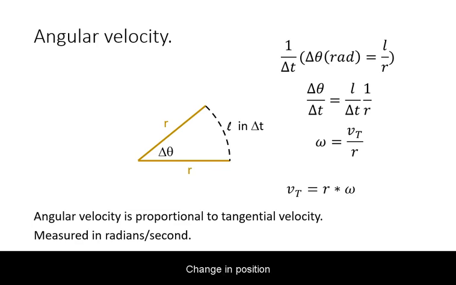Change in position happens over time. The change in angular position over time is known as angular velocity. It is designated by lowercase omega.